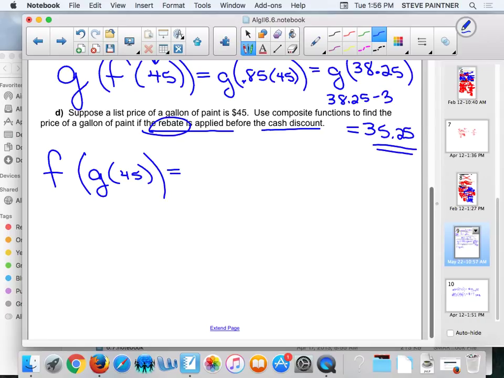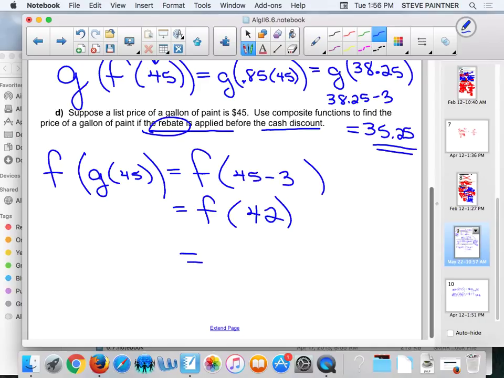This would give us what? 45. Take away the rebate. 42. Apply F. 45.7. So well, don't you take 85%? $35.70. 30 what? $35.70. Good?